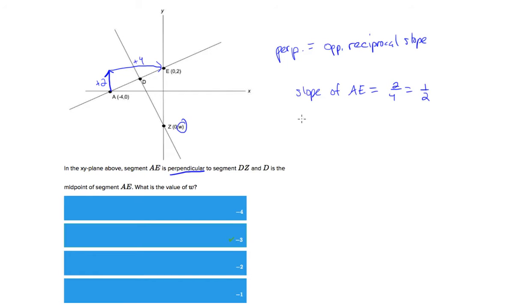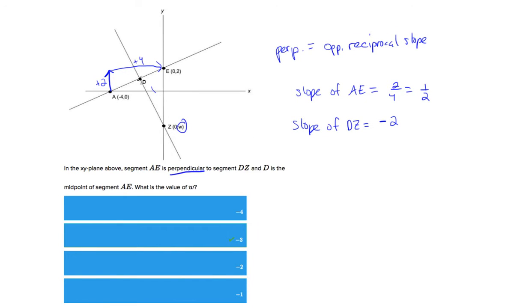We know, therefore, that the slope of DZ has to be the opposite reciprocal of that. So opposite means negate it. Reciprocal means flip it. So instead of positive 1/2, now we're looking at -2. You can put it over 1 if you'd like. I'm going to just leave it as -2.